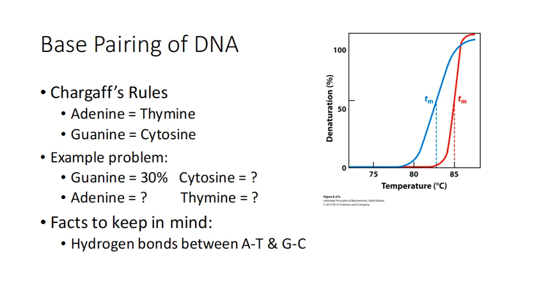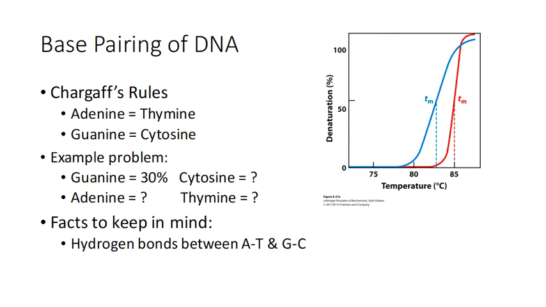Chargaff's rules allow us to determine the percentage of DNA bases if given the percentage of one of the 4 bases. For example, if you are given the percentage of adenine, you are expected to be able to determine the amount of not only thymine, but also guanine and cytosine. The percentage of adenine will equal the percentage of thymine because they are base pairs. Similarly, the percentage of guanine will be equivalent to the percentage of cytosine. Let's try out the example on this slide.